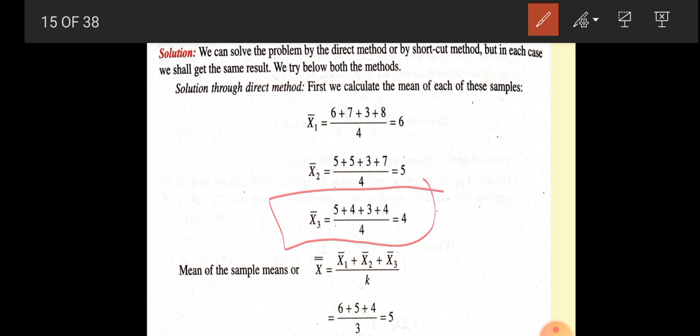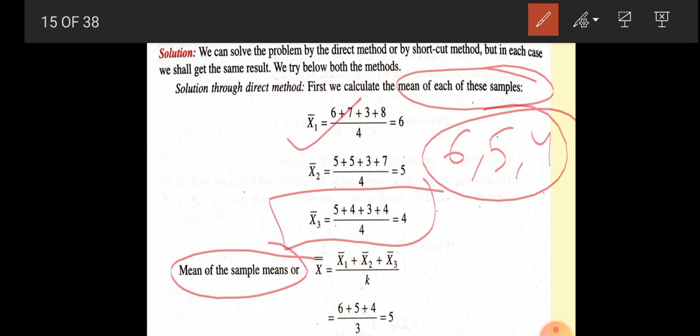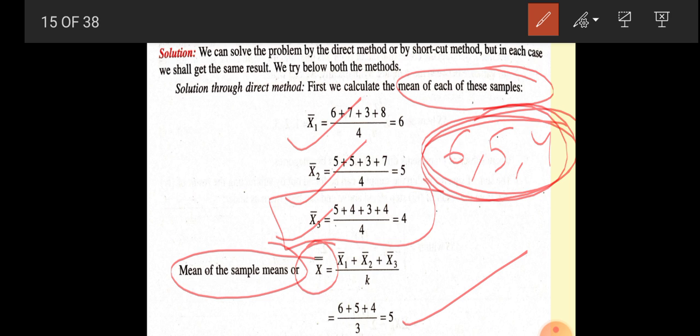After finding the mean of each of these samples, we find the mean of the sample means. We have got x1 bar, x2 bar, and x3 bar, which are 6, 5, and 4. Now we find the mean of these again, that is x1 bar plus x2 bar plus x3 bar, so 6 plus 5 plus 4 divided by 3, that is 5. This is the x double bar. Be careful that x double bar is 5 here, x1 bar is 6, x2 bar is 5, and x3 bar is 4.